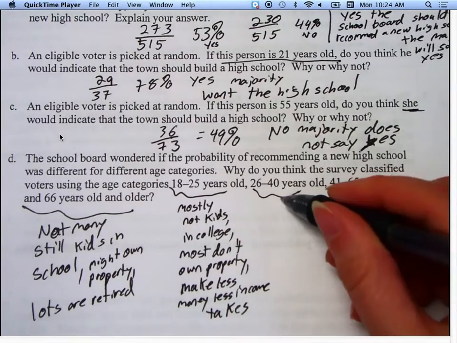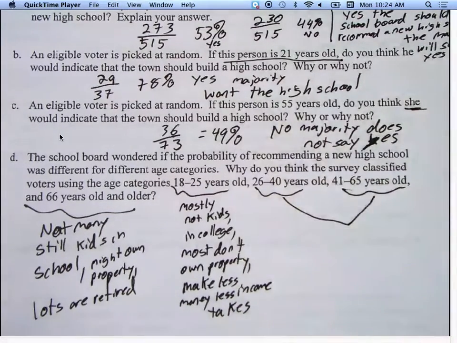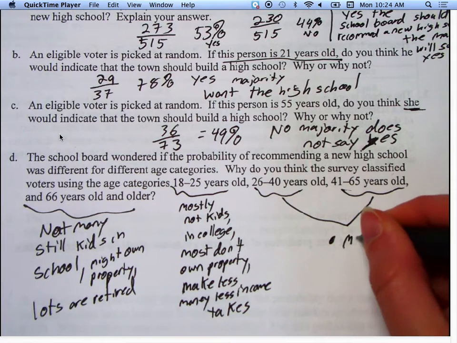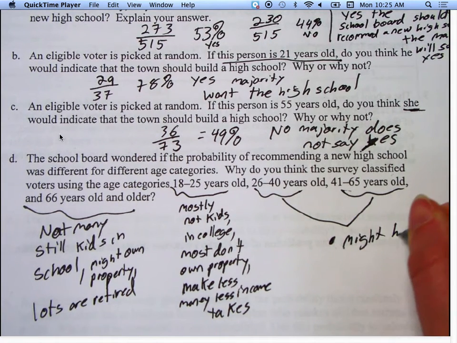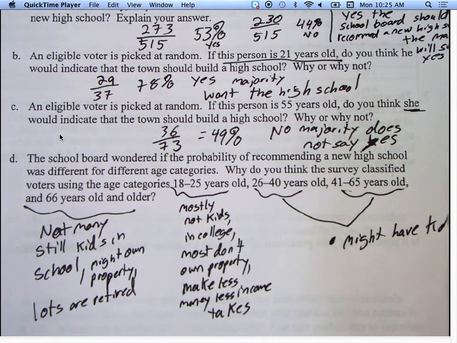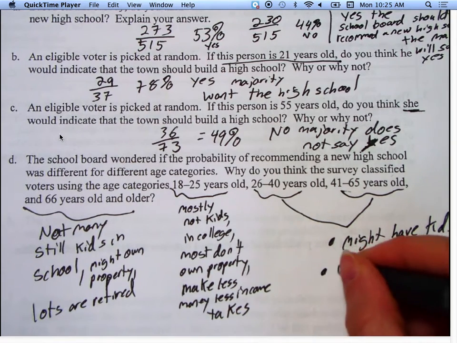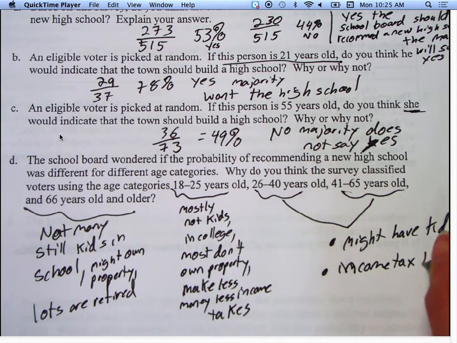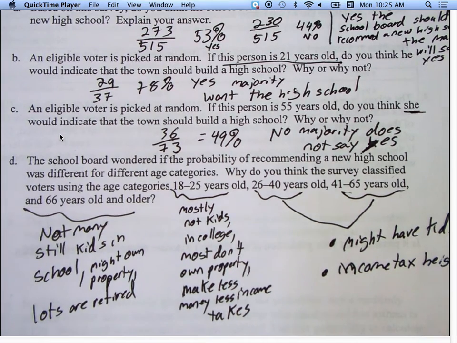Okay, what about we group both of these together? What are these guys likely to have between 26 and 65? Most likely have kids. Might have kids. High paying jobs. Income tax. This is probably the highest group of income tax we get from it.